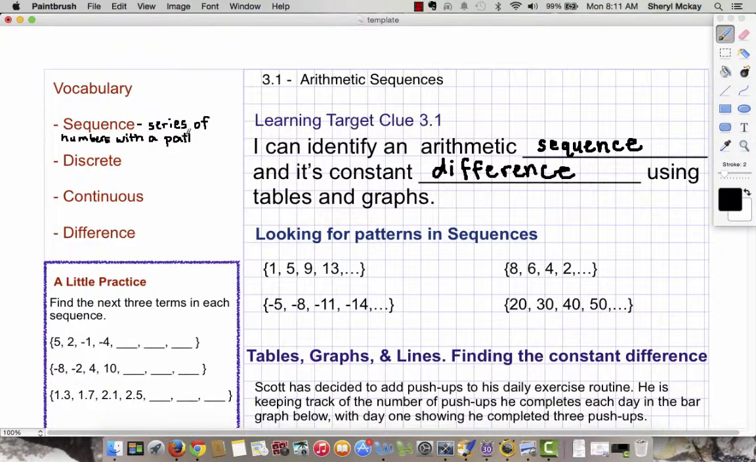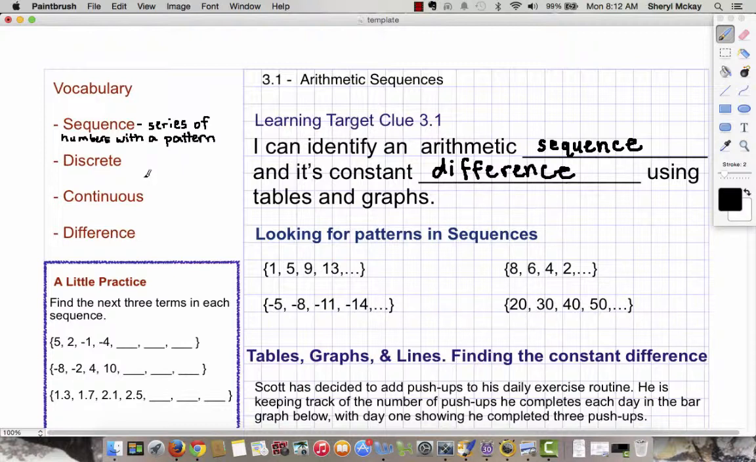In this case, we're only going to be looking at two different types of sequences, arithmetic sequences and geometric sequences. There are many other types, but we're just going to focus on those two, arithmetic and geometric. And today, just arithmetic. Now, the other word that you're going to need to know is discrete and continuous. Those two words mean the opposites.